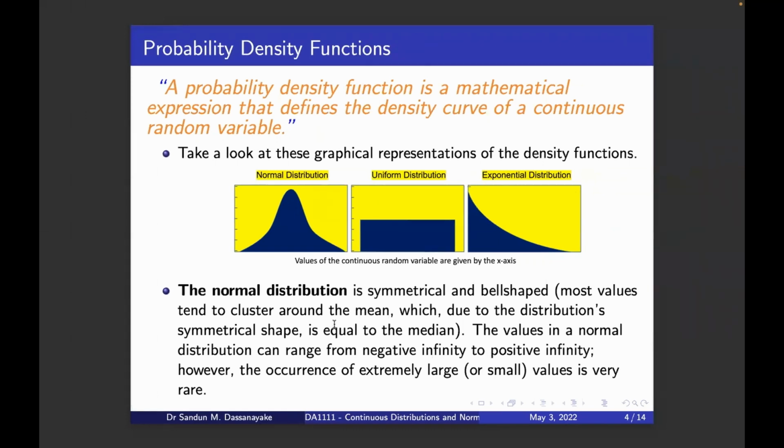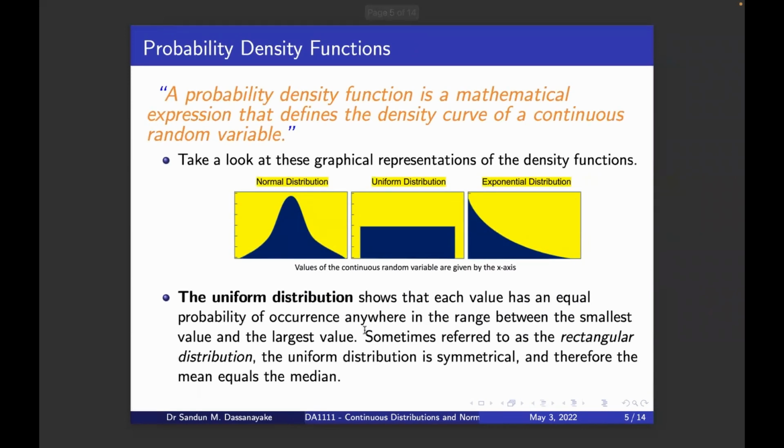Let's go for uniform distributions as well. In the case of a uniform distribution, each value has an equal probability of occurrence anywhere in the range between the smallest value and the largest value. Sometimes referred to as the rectangular distribution, the uniform distribution is symmetrical, and therefore the mean equals the median. So in the case of normal distribution also, the mean equals the median because of the symmetry. And here also, because of the symmetry, the mean equals the median.